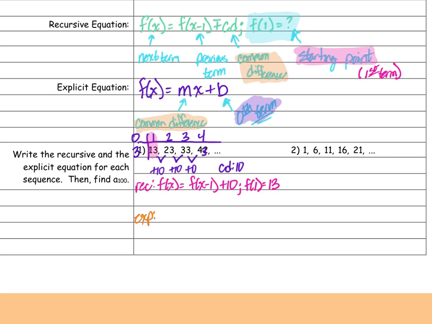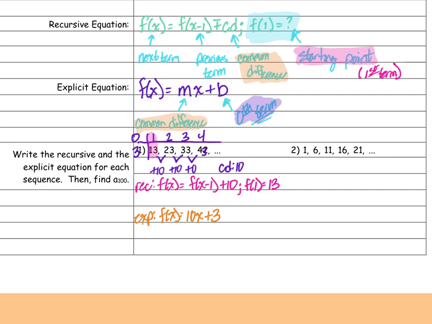Sorry, you guys. Explicit equation, right? And I'm going to do f of x again equals, this time it says my common difference times x, so 10x. And plus my 0th term. My 0th term is 3, so that would be plus 3.